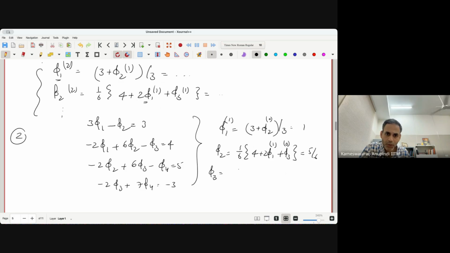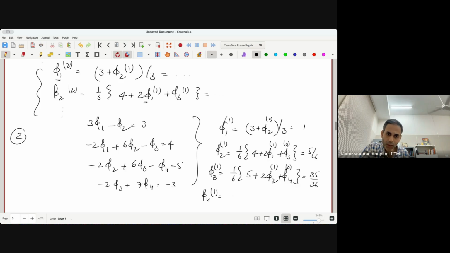Then Phi3 is going to give me 1 upon 6th of 5 plus 2 Phi2 plus Phi4. Again, for Phi2, we're going to use the 1 value. And then for Phi4, we're going to use the 0 value because that is not yet computed. So that's going to give me 5 plus 5 by 6 upon 6. So that is going to be 35 upon 6. So this is going to be 35 upon 36, right?